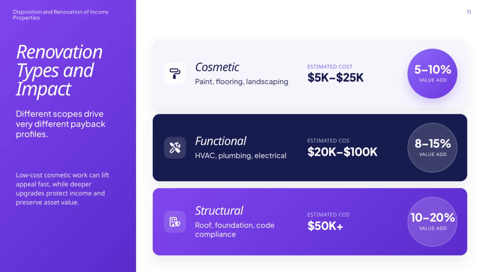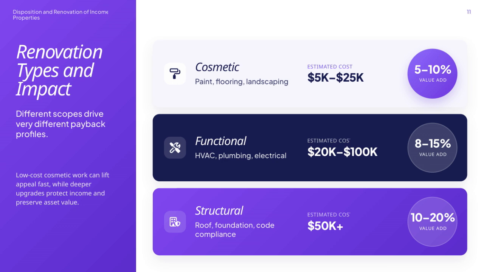Next, functional renovations address systems crucial for property's operation, like HVAC, plumbing, and electrical work. These upgrades are more costly, usually between $20,000 and $100,000, but they offer a stronger value add, about 8 to 15%. Functional improvements help protect the income stream by reducing maintenance issues and improving tenant satisfaction.